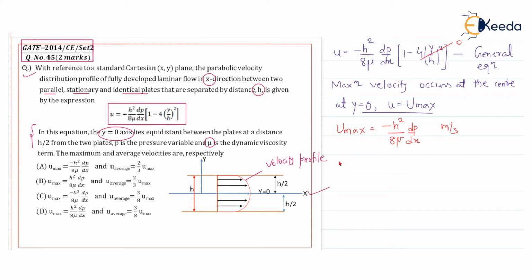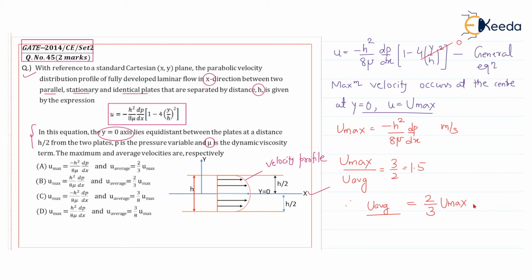Now for the velocity profile between two parallel plates, we know the relation: the ratio of maximum velocity to average velocity is equal to 3 by 2, which is equal to 1.5. Therefore, what you have to find, u average, from this equation, is 2 by 3 of u max. U average is equal to 2 by 3 of u max.